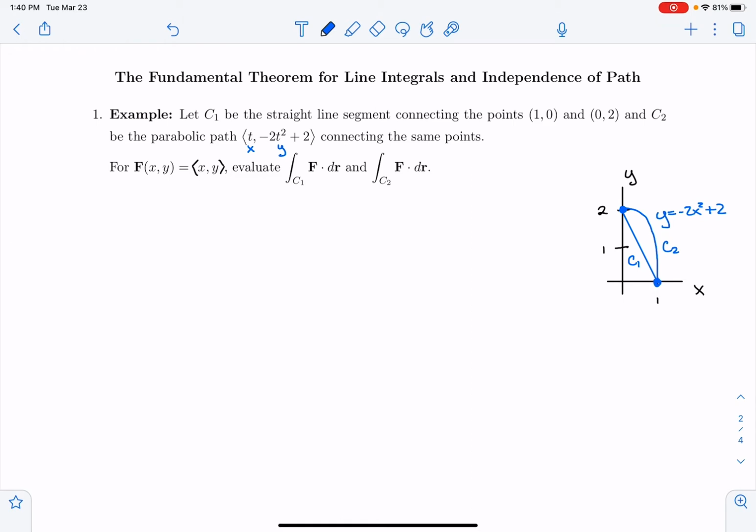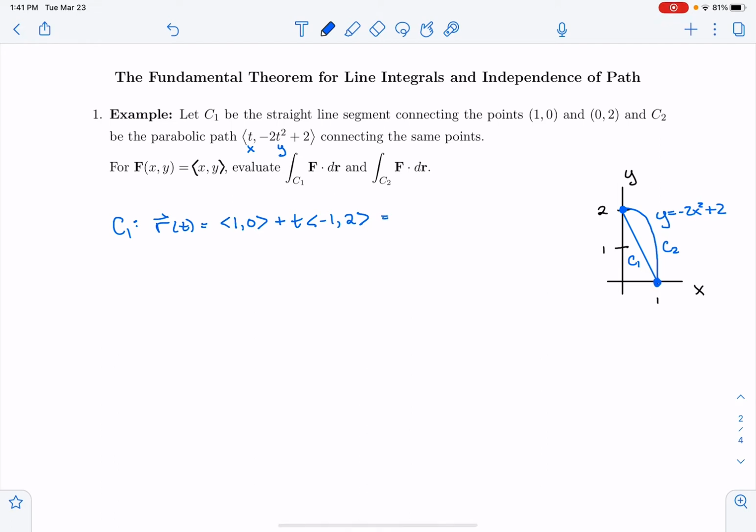And what we want to do is evaluate a line integral of the vector field xy dot dr over the two different paths C1 and C2. So let's start with C1. C1 is going to be the line segment. So we need to have the initial point. That point's going to be 1, 0. And then we're going to have t times the vector that points from 1, 0 to 0, 2. That vector is going to be negative 1, 2.